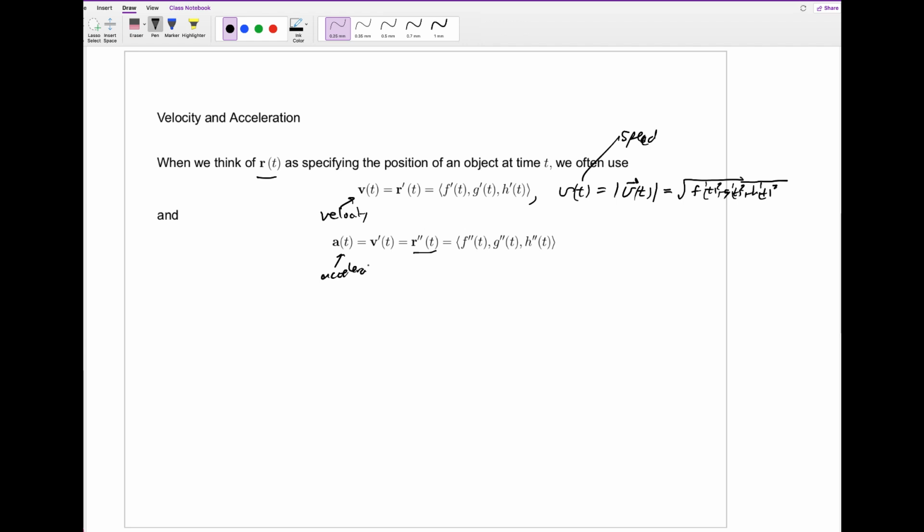And that's a vector function, the second derivative of the position function. In coordinates, that's just given by f double prime of t, g double prime of t, and h double prime of t. That will point in the direction in which the velocity vector is changing. So that acceleration vector tells you not just the magnitude of how the speed is changing, but also the direction in which the velocity vector is changing.